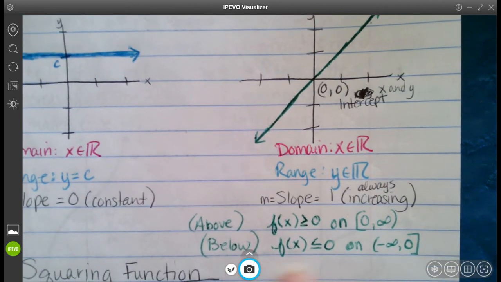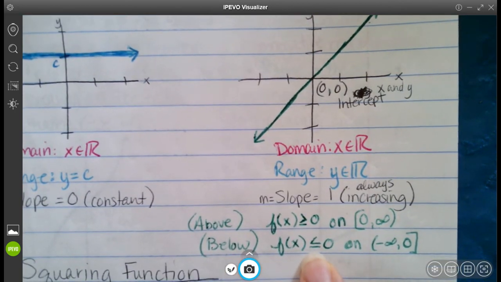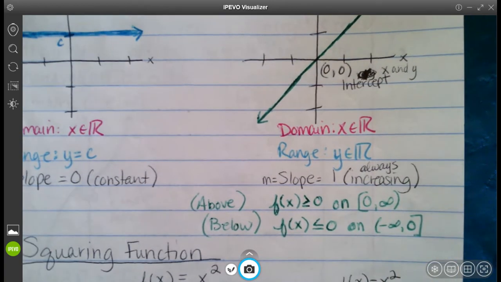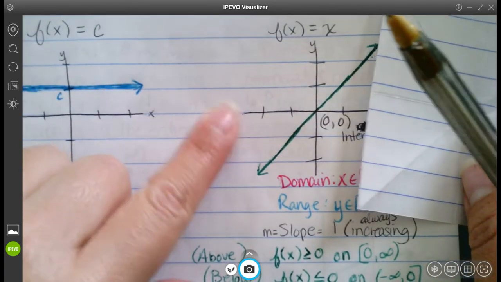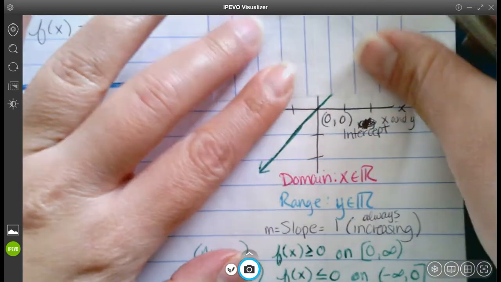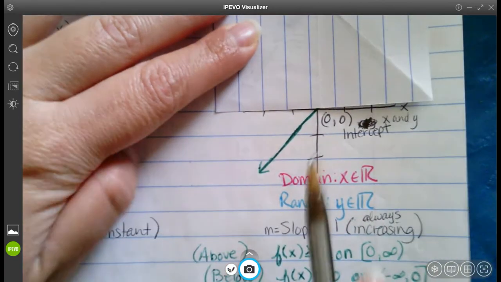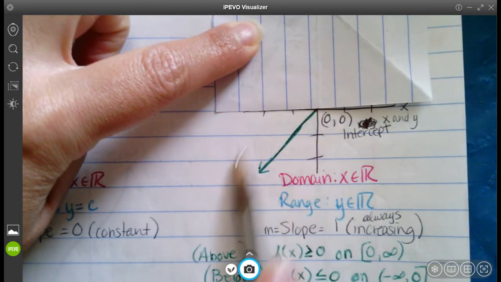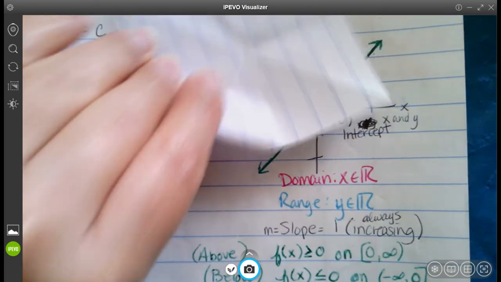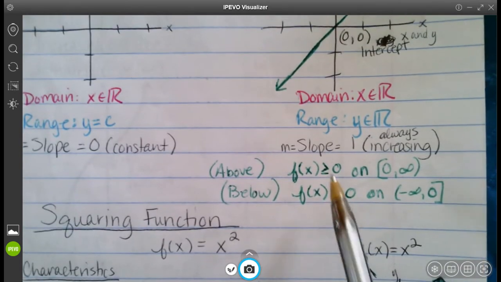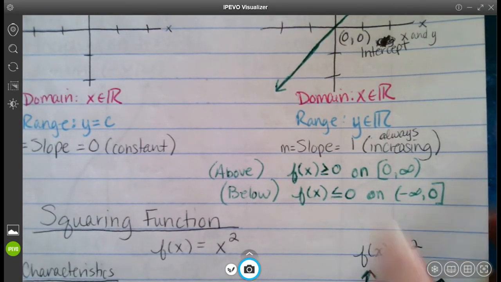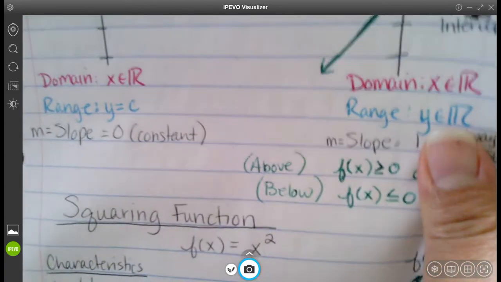It's below, so this notation here means below on the other side. So on negative infinity to 0, so on this side over here, if I look at the bottom, negative infinity all the way to this point here, 0, is going to be below the graph, okay? So that's what that means, above and below. This means above, this means below, okay? And we'll practice this quite a bit, so you'll get used to it.